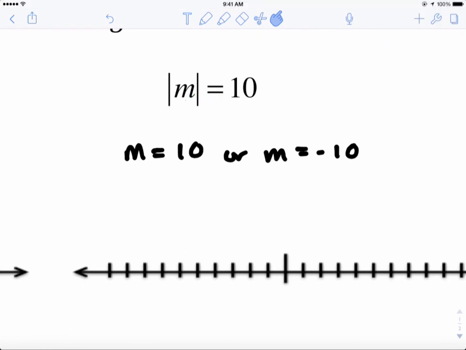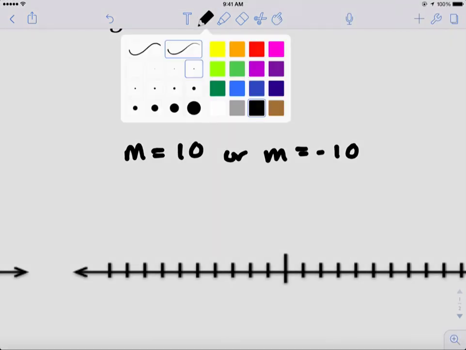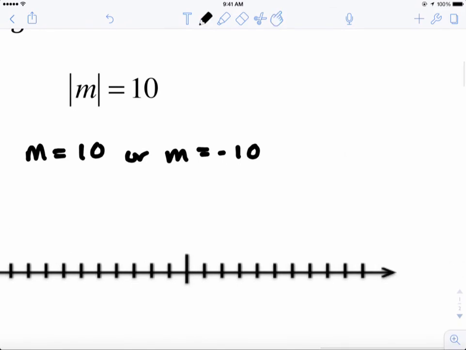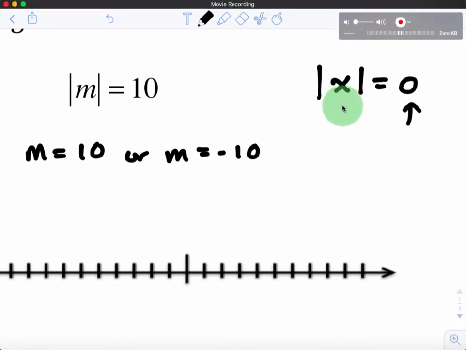Note to self, I just want to put a note out here, that imagine we had instead the absolute value of x is equal to 0. Note that if you are 0 units away from 0 on the number line, you must be 0 yourself. So in this case, you'd actually have only one solution.